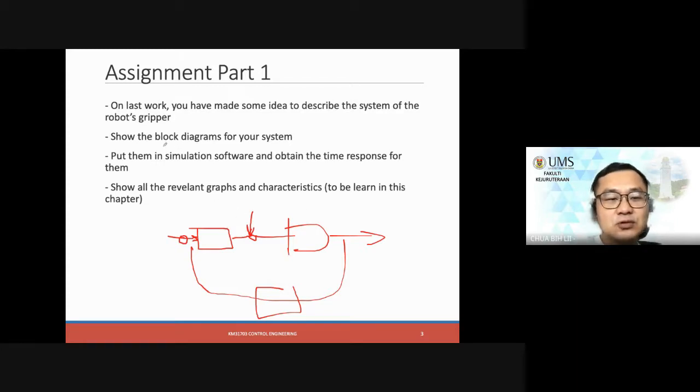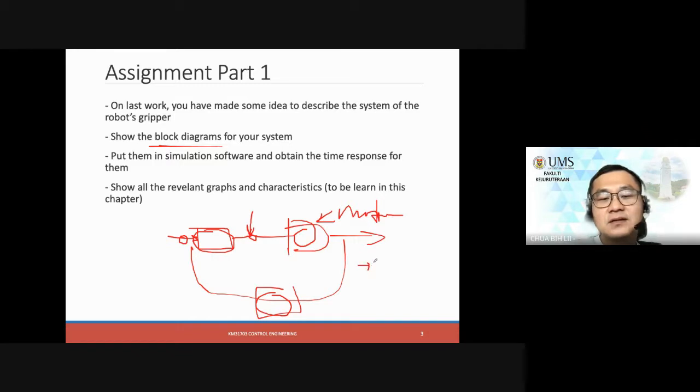What you need to do is only show your block diagram and form all these transfer functions. How to get all these transfer functions? Either you search for them from papers or any related materials, and you just add citations. Maybe this is related to the motor transfer function, so you just cite that this transfer function is from reference A.